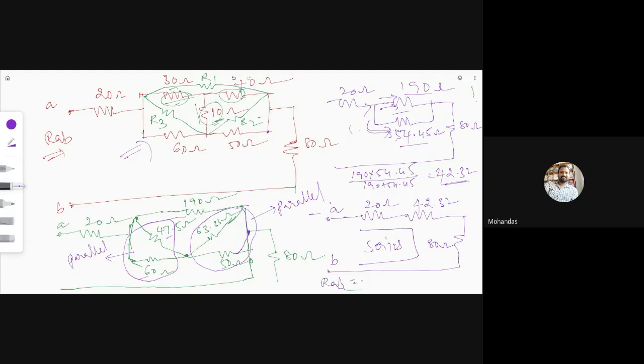RAB equal to 20 plus 42.32 plus ఎంతమ్మా? 140. 2.32. 140 RAB equal to 142.32. Let us verify the answer here. 142.32. So, anybody have any doubts here? Please ask. అది రిడక్షన్ చేసేటప్పుడు అది మీ ఏమంటారు సిరీసా ప్యారలలా అనేది మీకు నెంబర్ ఆఫ్ ప్రాబ్లమ్స్ ప్రాక్టీస్ చేస్తే అర్థమవుతుంది.